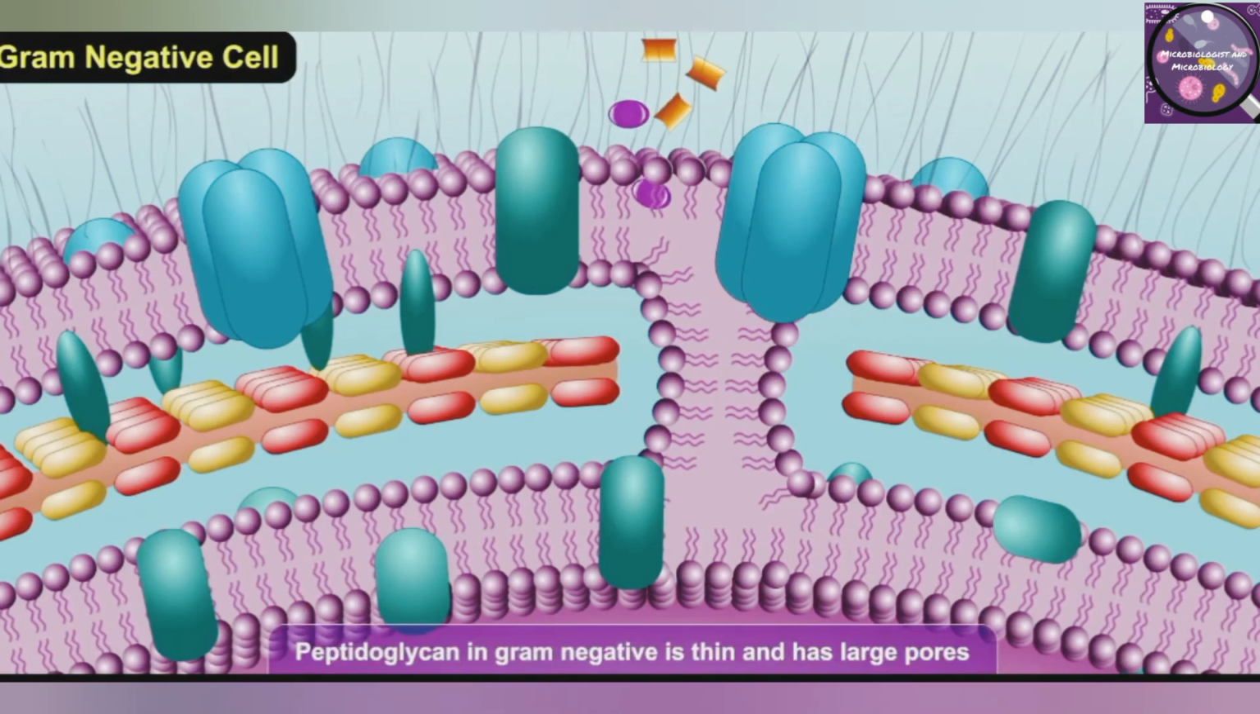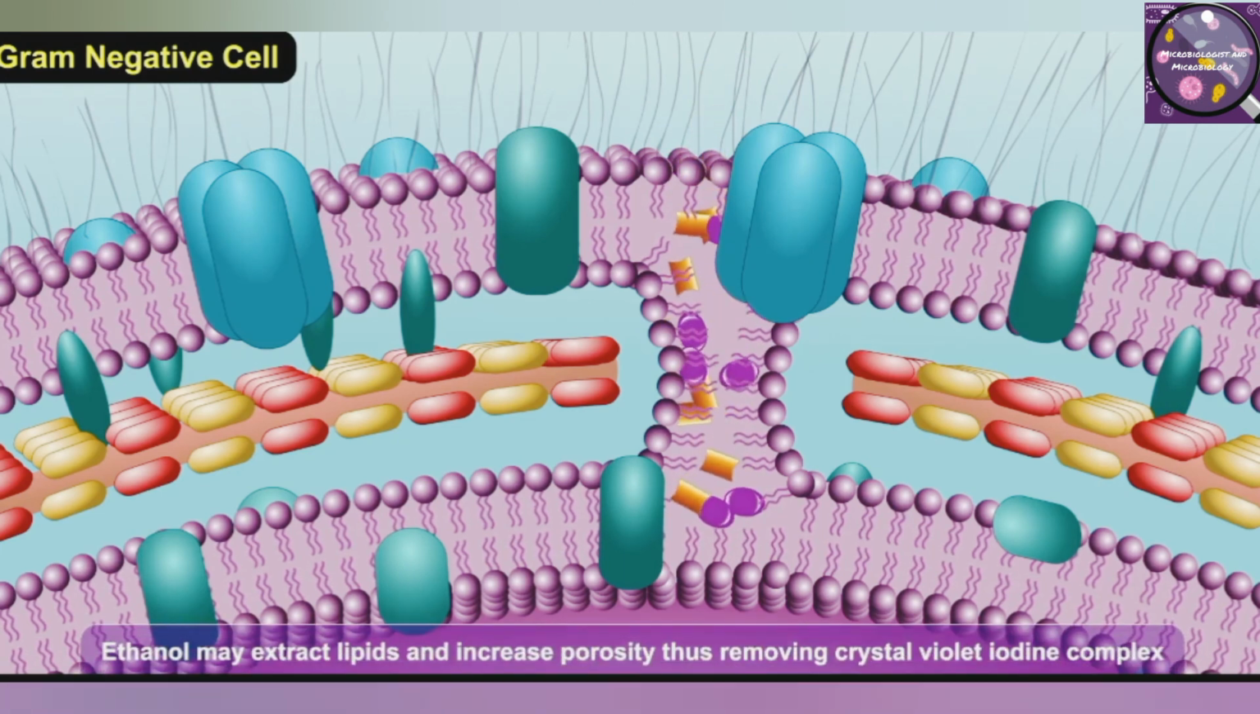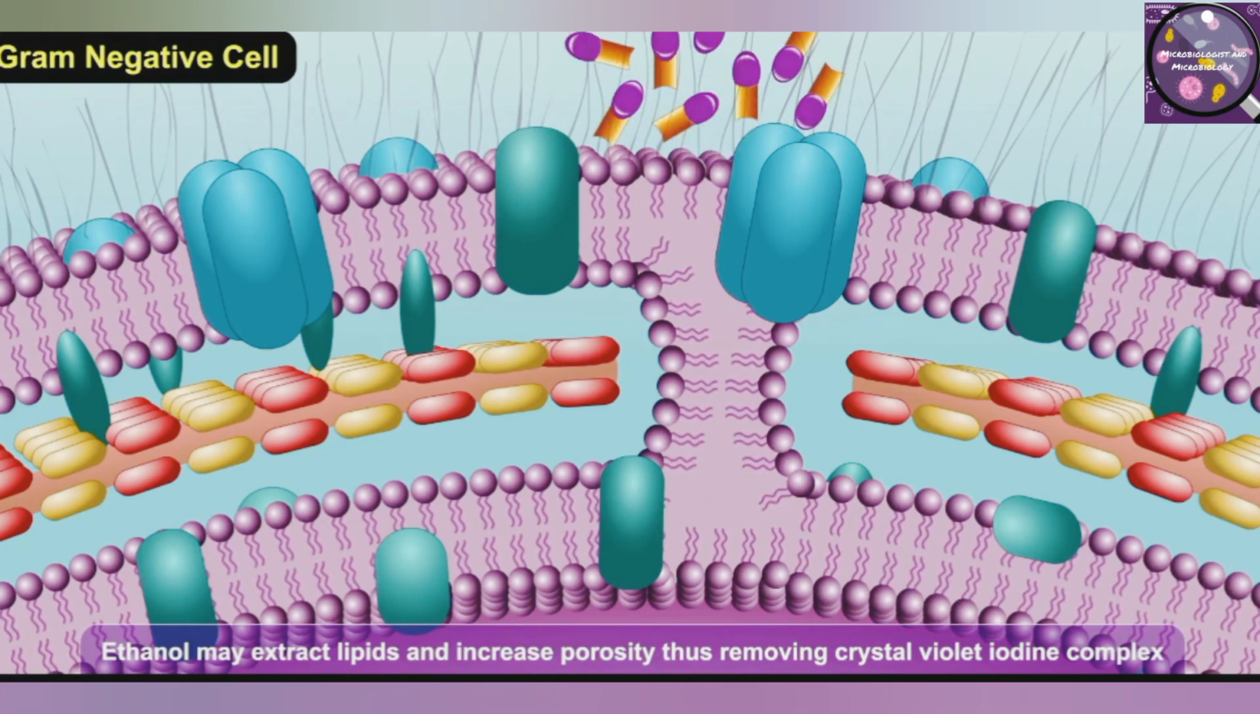complex. In contrast, the peptidoglycan in gram-negative bacteria is thin and has large pores. Ethanol may extract lipids and increase porosity, thus removing the crystal violet-iodine complex.